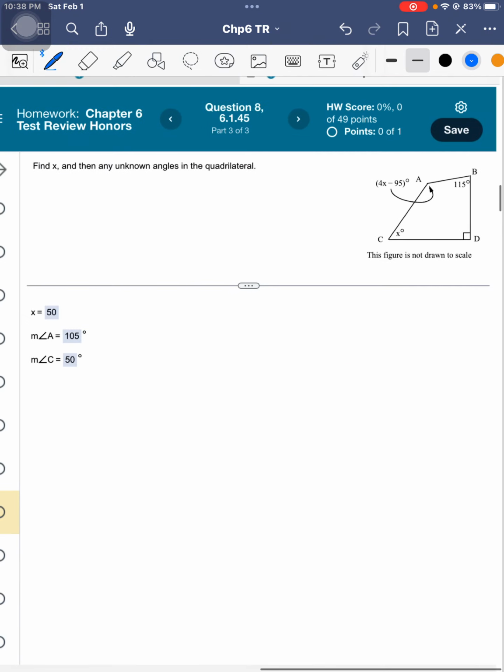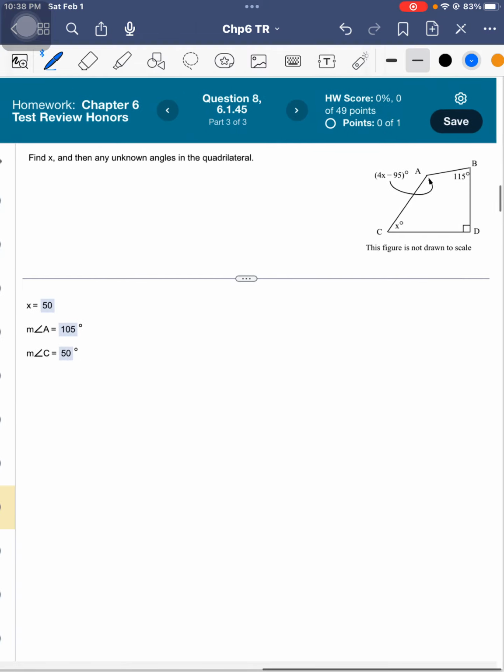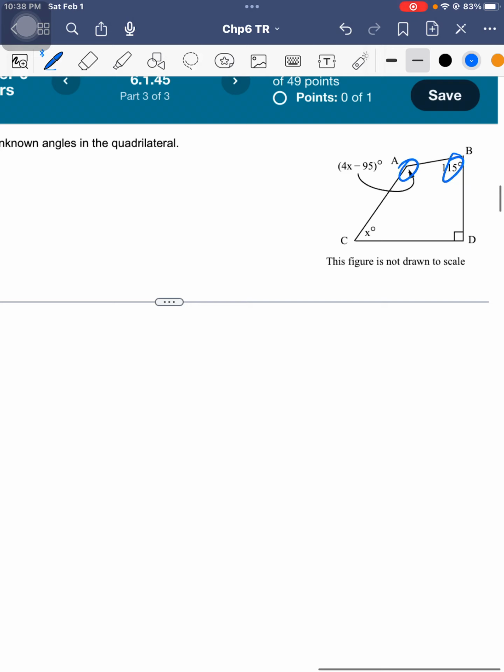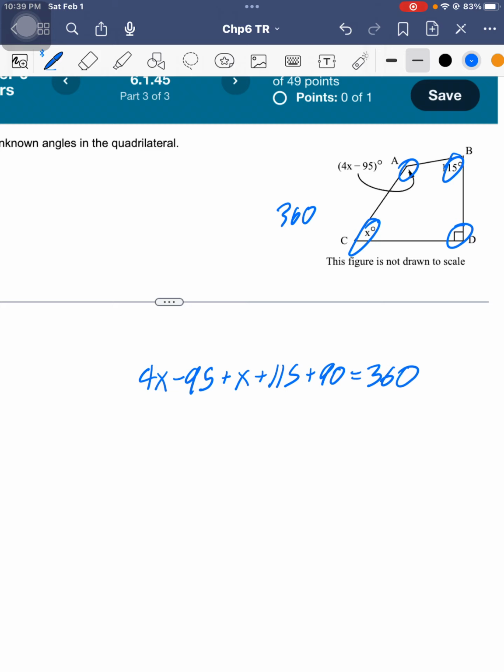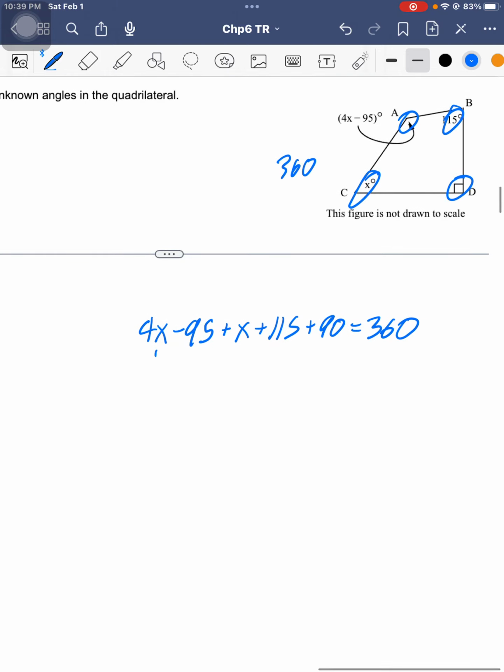Okay. Find x and then any unknown angles. So once again, same thing, it's a quadrilateral. So all of these angles have to equal 360. So 4x minus 95 plus x plus 115 plus 90 equals 360. So let's combine like terms. 4x plus x equals 5x.